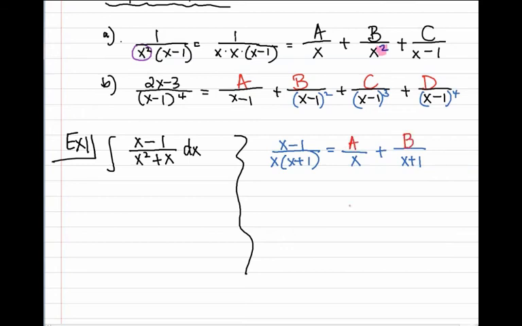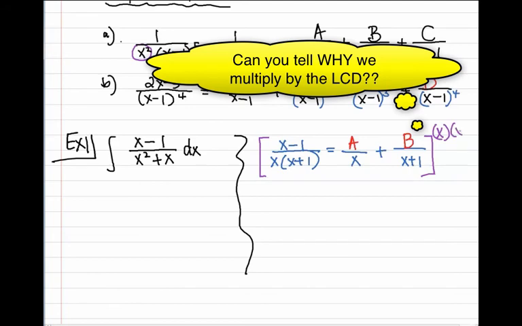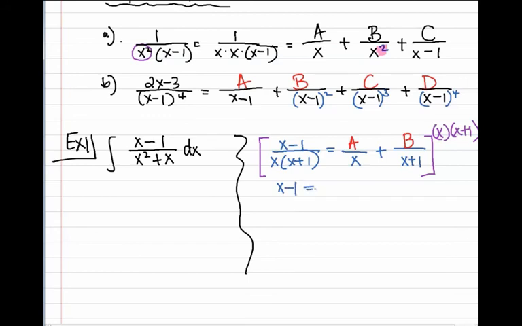Okay, there are two methods for us to resolve this, meaning to find what A and B are. The first one that I'm going to go through is basically to get rid of your fractions. So I'm going to multiply by the LCD, x times x plus 1. On the left-hand side, the fraction completely goes away, so I have x minus 1. On the right-hand side, I get A times x plus 1, and then B times x.